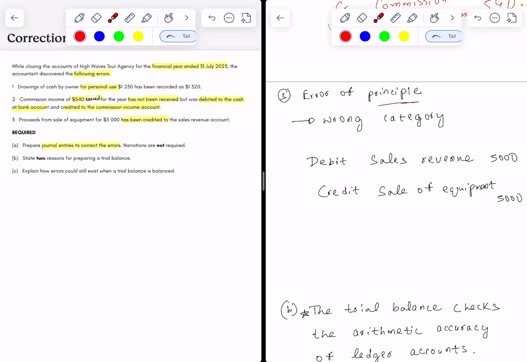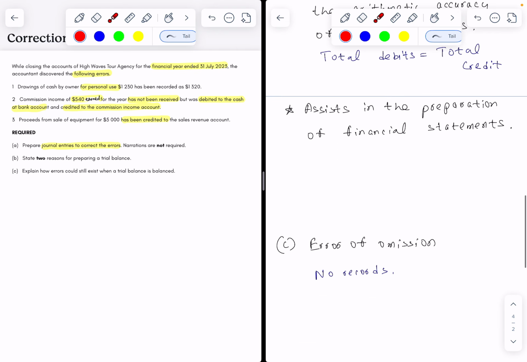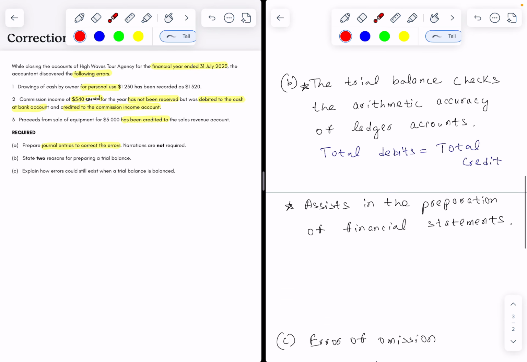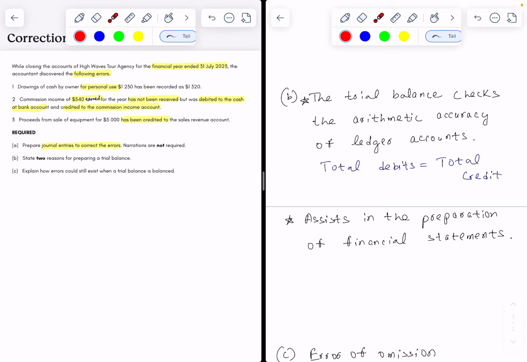All right. Now, what's being asked of us in part B? State 2 reasons for preparing a trial balance. Now, you have already seen many trial balances by now, I believe. And what we do in a trial balance is to show the different accounts which we have got in our business and the total debits and credits and which accounts are debited and which accounts are credited.